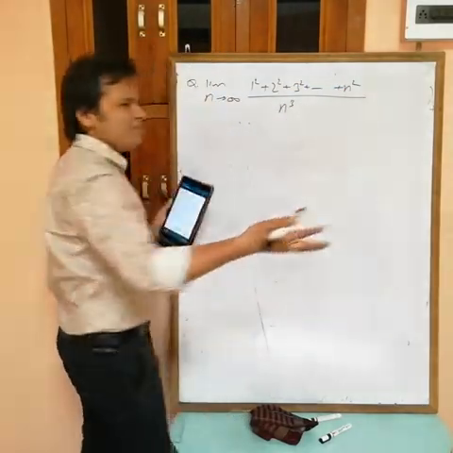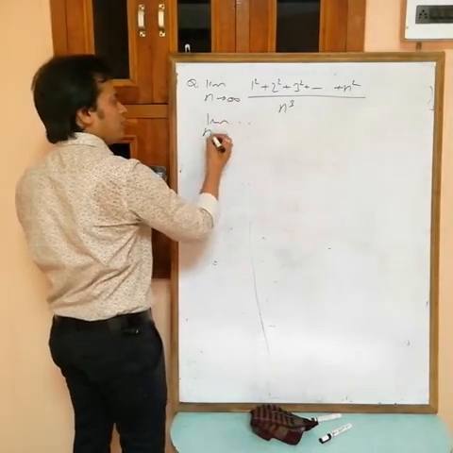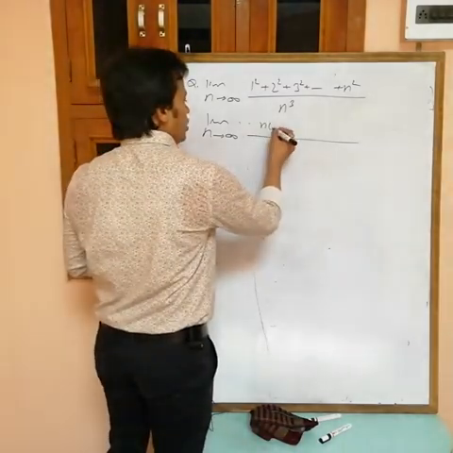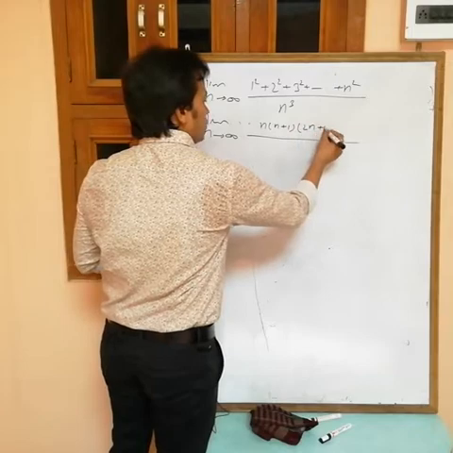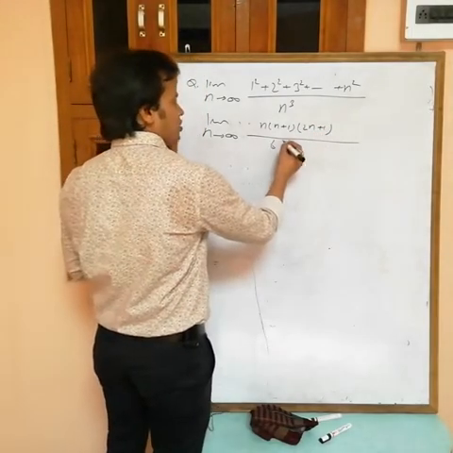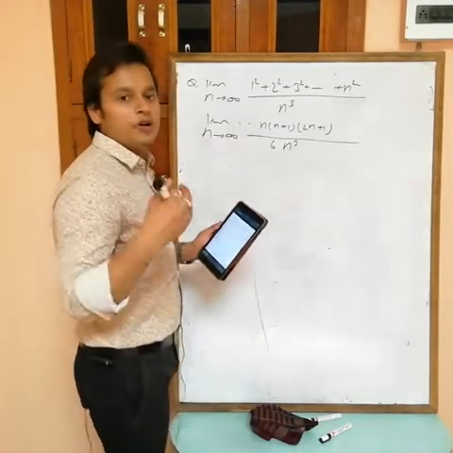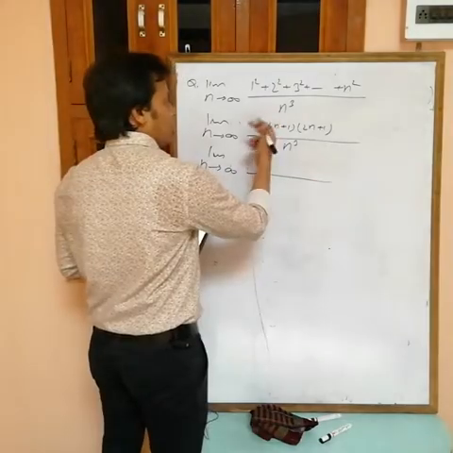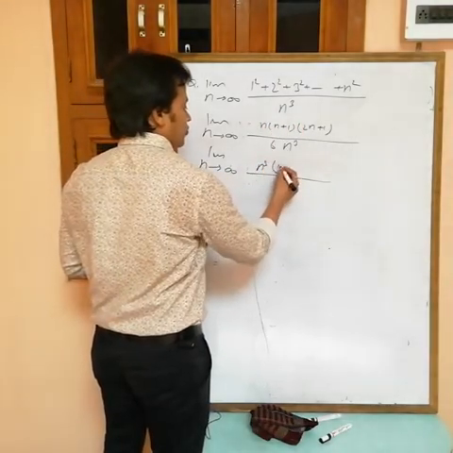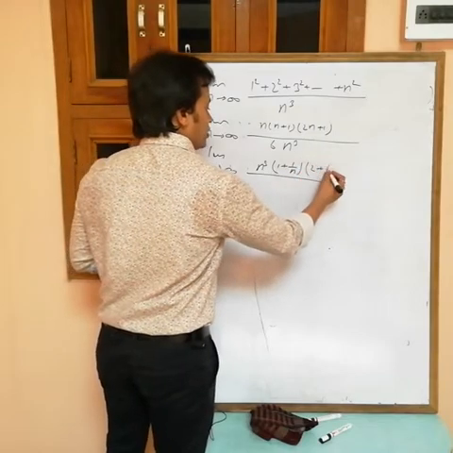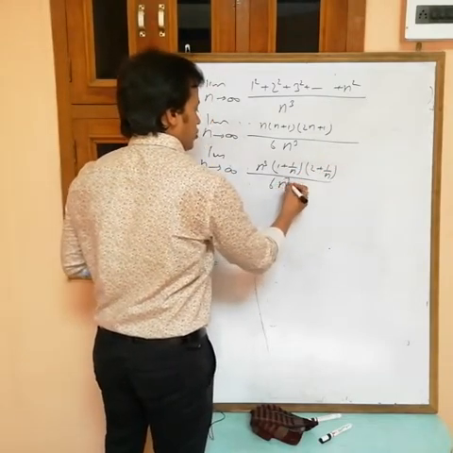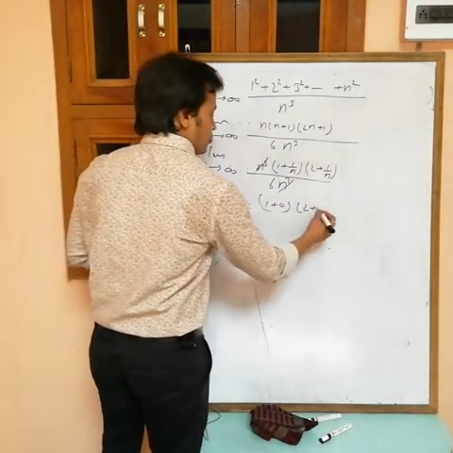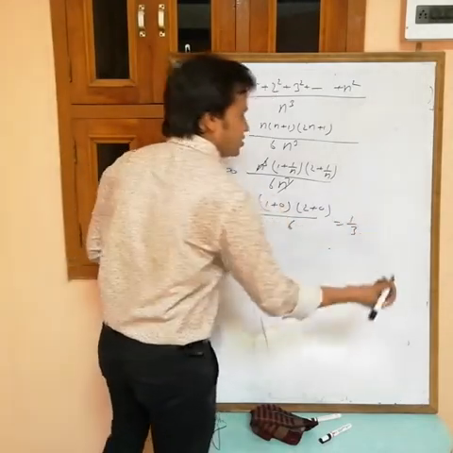Now simple. For the numerator, this is the sum of squares of the first n natural numbers. So the value of this one is n into n plus 1 into 2n plus 1 by 6, with 6 in the denominator. Okay, now take the highest power of n common. Limit n tending to infinity, n cube: what we are getting, 1 plus 1 by n and 2 plus 1 by n, and 6 n cube. Cancel out. Now put n equals to infinity, 1 plus 0, 2 plus 0 by 6, 1 by 3 is the answer. Simple.